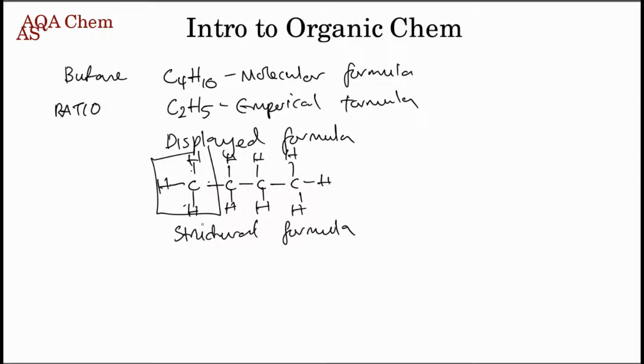So let's take this one. This is CH3, because there's 3 hydrogens coming off the carbon. Don't include the other carbon, because the other carbon is going to come next. This one is CH2, CH2, CH3, and that is the structural formula of butane.